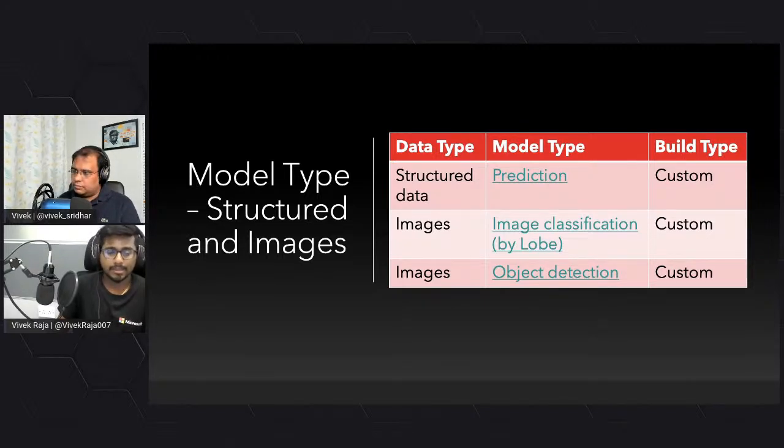And the next one is images, where you can try to classify the images, or you can detect objects out of that. I guess typically Azure Cognitive Services does the same, but you can also make it much more custom by creating your own classes of images and your objects over there.